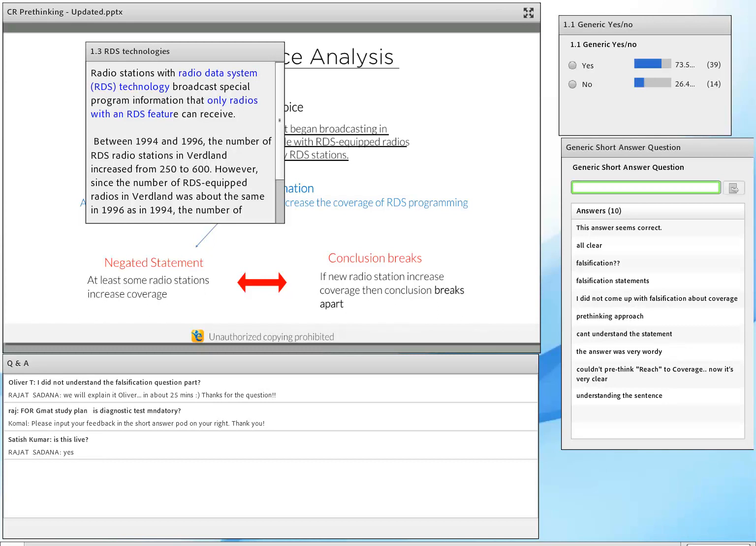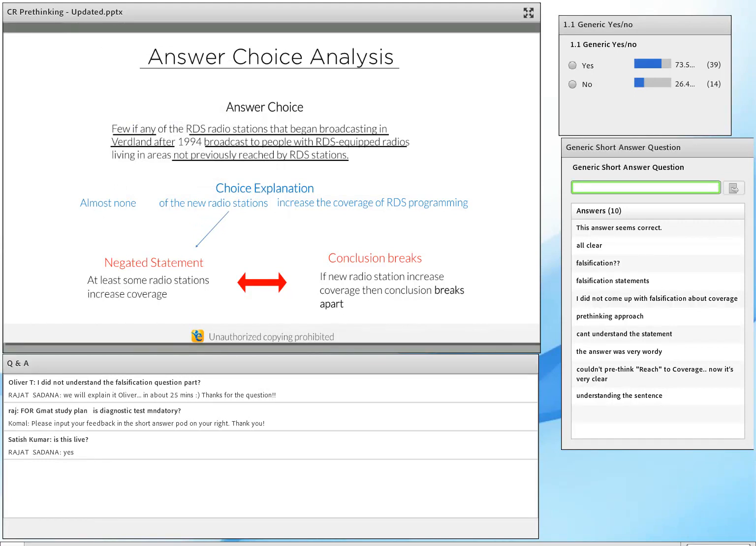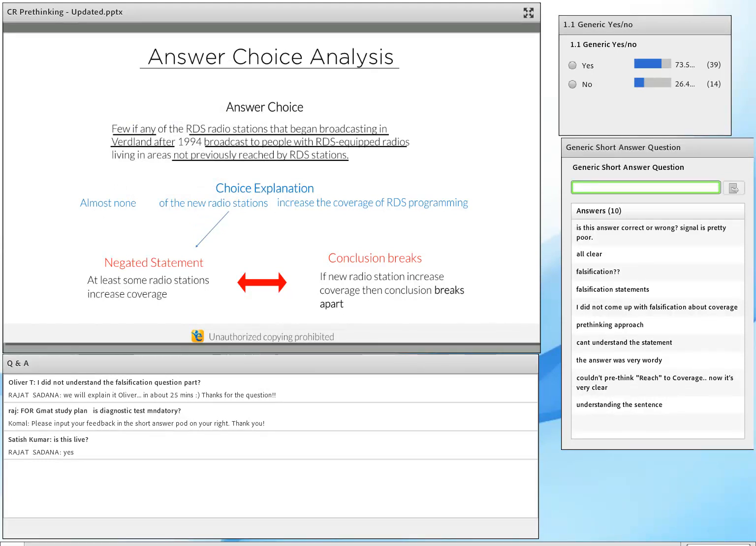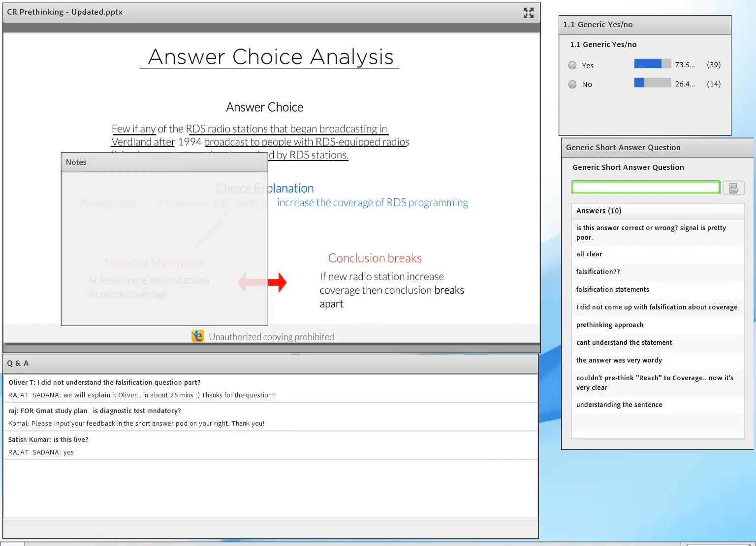Okay, you did not come up with a falsification, but you can really see. All right, good. Understanding the sentence. And again, these are skills that you build along with this. Let me just talk about "few if any." Some of you have been saying something about "few if any" over here. Let's look at this.